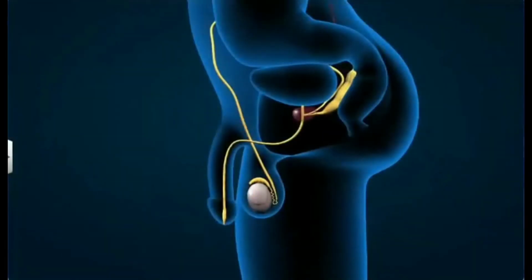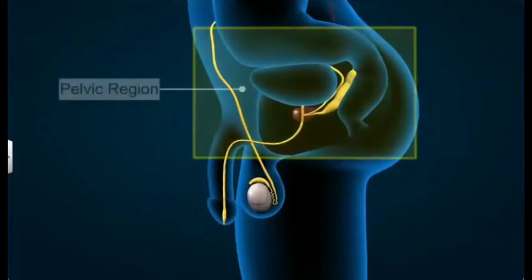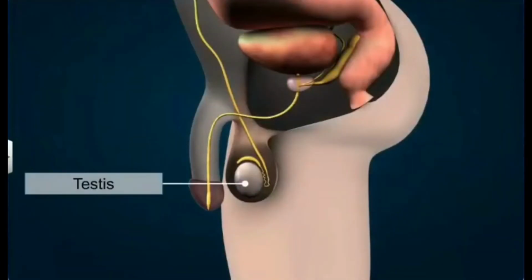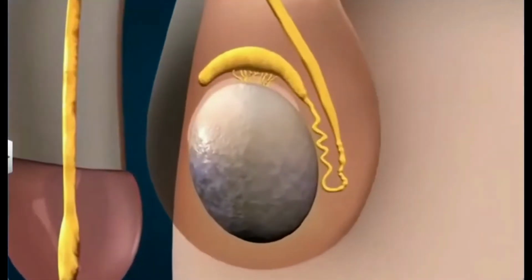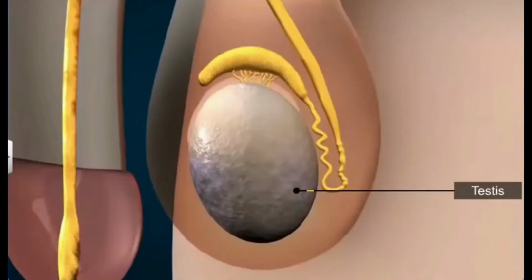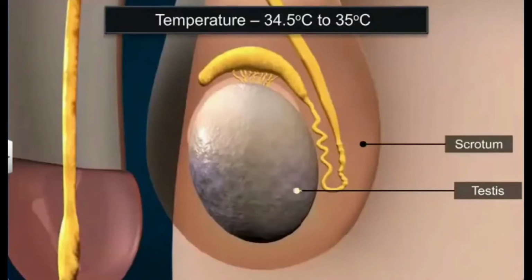The male reproductive system is located in the pelvic region. It includes the testis, accessory ducts, accessory glands, and external genitalia. The testes are covered by a sac-like protuberance of skin and muscles called the scrotum. The scrotum lies between the penis and the anus. The testes need to be at a temperature 2 to 2.5 degrees less than the body temperature to produce sperms. Hence, the scrotum is outside the body and has a temperature lower than the body.